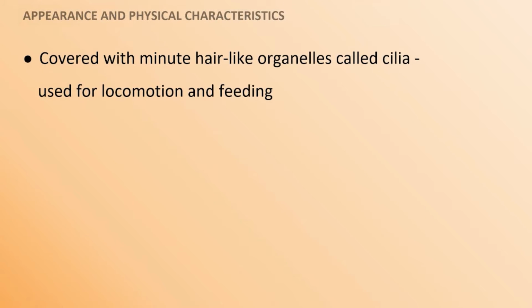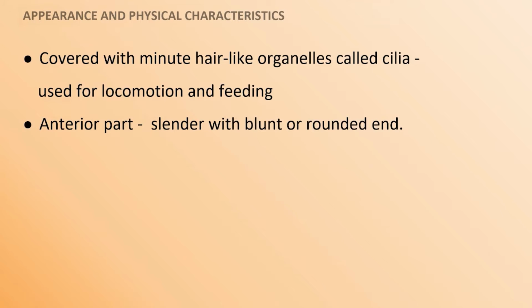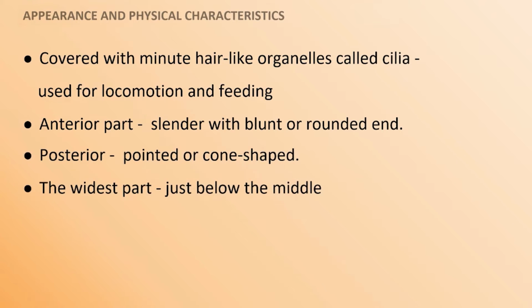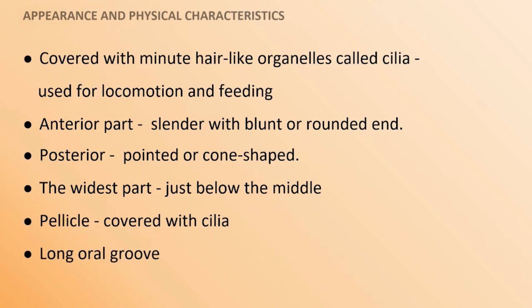Paramecium are covered with minute hair-like organelles called cilia, which are used for locomotion and feeding. The anterior part of Paramecium is slender with a blunt or rounded end. The posterior part is pointed or cone-shaped. The widest part is just below the middle. The pellicle is covered with cilia. The organism has a long oral groove. The oral cavity of the Paramecium is lined with cilia.